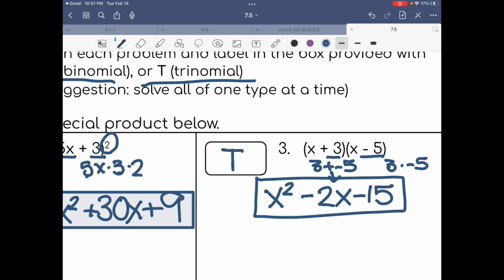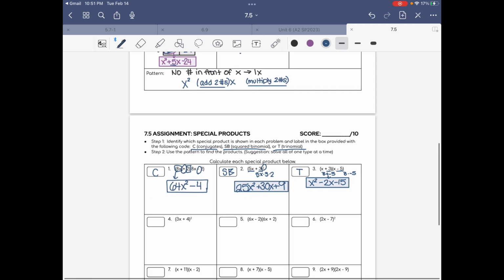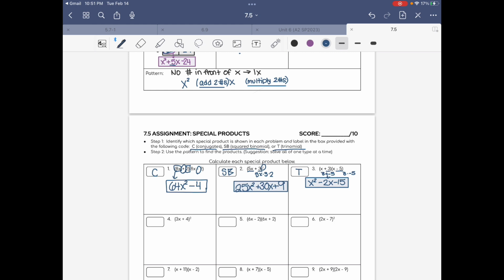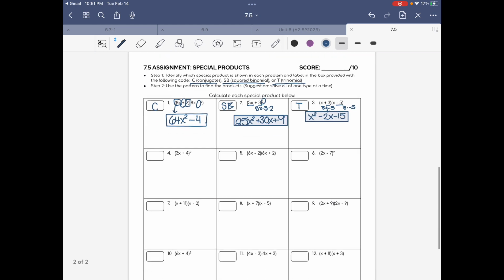So all I'm asking you to do is try the special products. If you can't do that, if you don't get the pattern, then go ahead and just use the box method or FOIL on all of them.